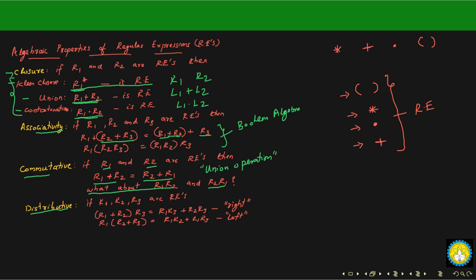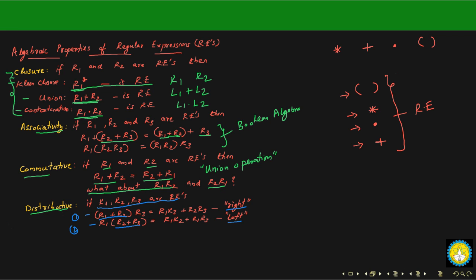Now, if you look at the distributive property, it states that if R1, R2, and R3 are regular expressions, R1 plus R2 into R3 is same as R1 R3 plus R2 R3. So this is called the right distributiveness, and the next law that you see here is called the left distributiveness. Note that the expression which is executed first, in the first expression, R1 plus R2 is going to be executed first. Similarly, in the second expression, R2 plus R3 is going to be executed first. That's why the first expression is called right distributive, and the second expression is called left distributive.